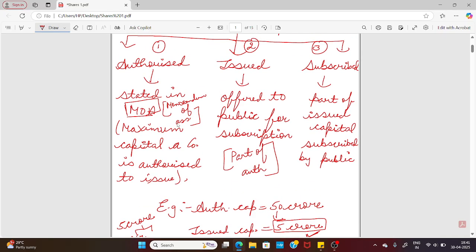To help you understand it further, when you say shares, what are they? Let's say Tata Steel is issuing its shares to the public and you want to invest in those shares.